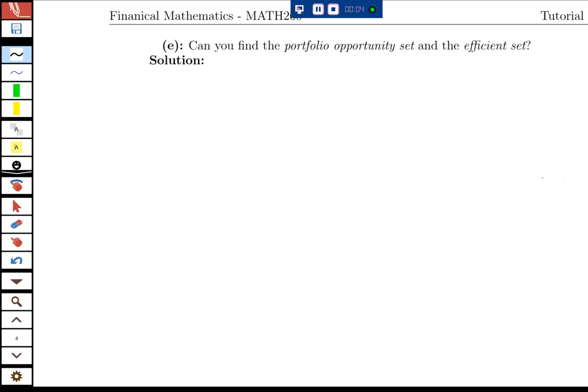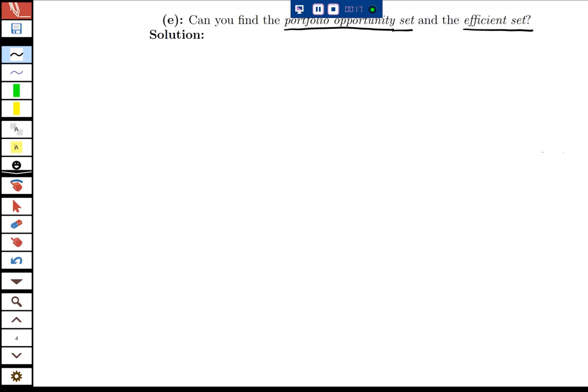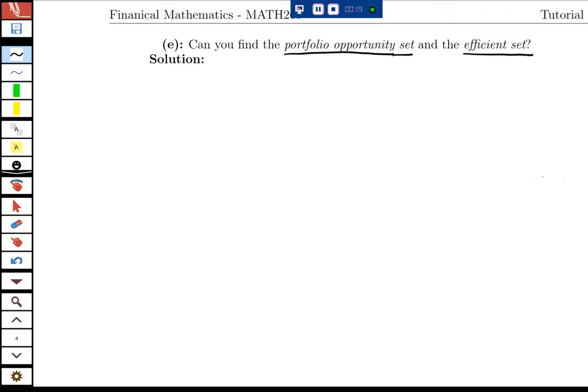Okay, let's take a look at Tutorial 2, question 1e. Can you find the portfolio opportunity set and the efficiency set? So let's take a look at these problems.